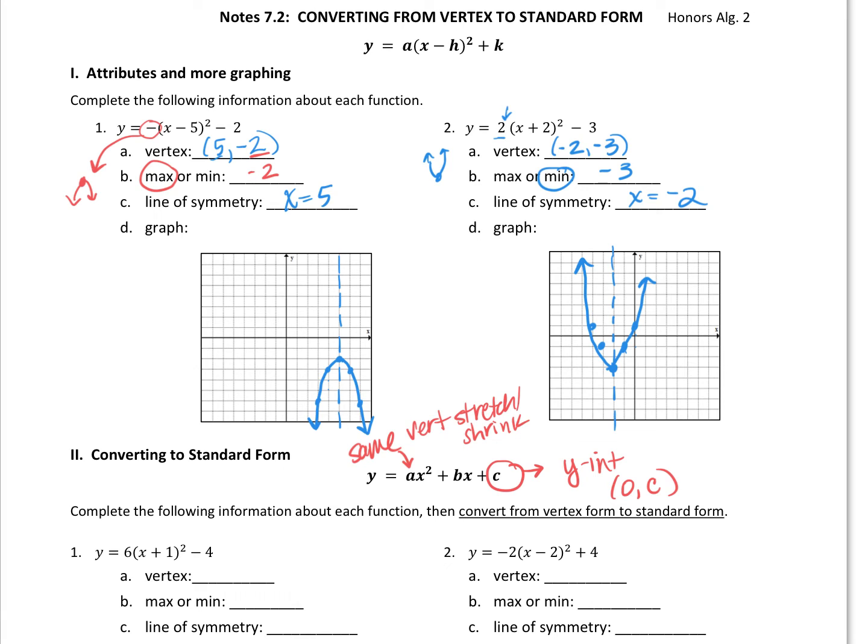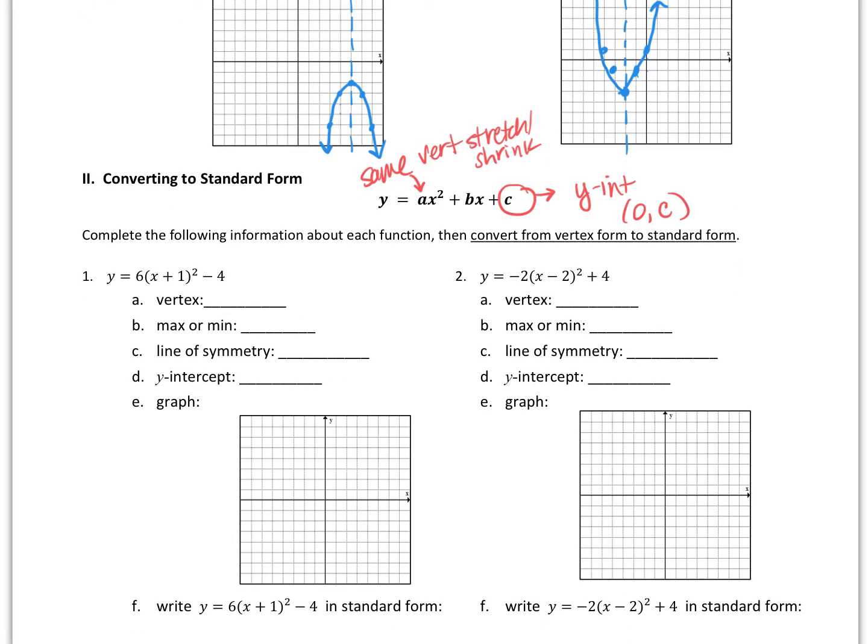So let's look at some of these and convert them. So we're just going to clean them up and convert them to standard form. Same steps as before. We're still going to break it down into vertex. So my vertex will be negative 1, negative 4. It's opening up. 6 is positive, so it's going to open up, which means I have a minimum. And my minimum is where y is negative 4. Line of symmetry is going to go through x equals negative 1. Y-intercept, I don't know yet. Let's wait on this, and it will become apparent, okay?